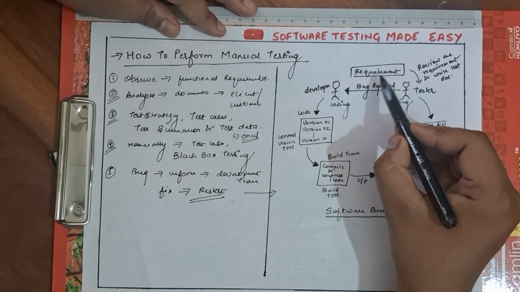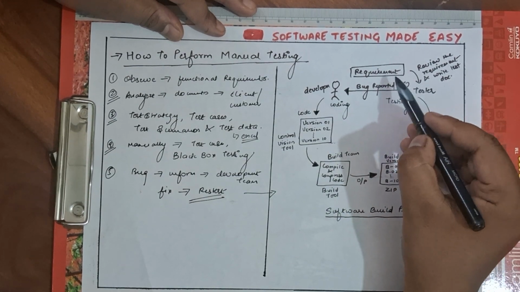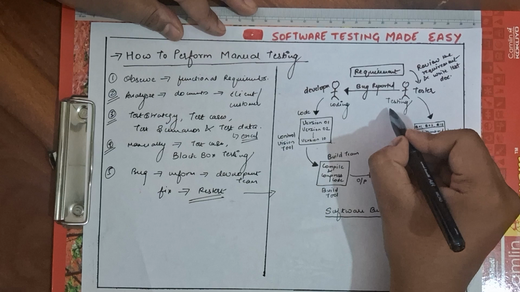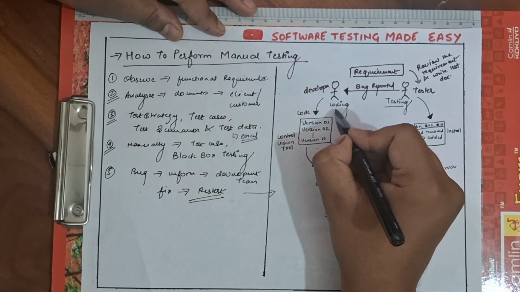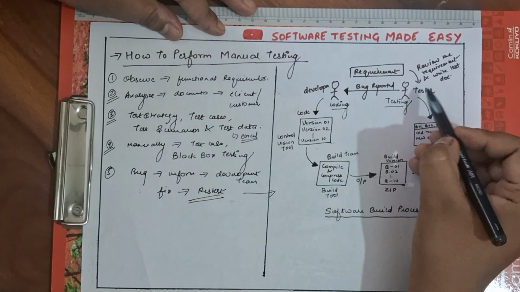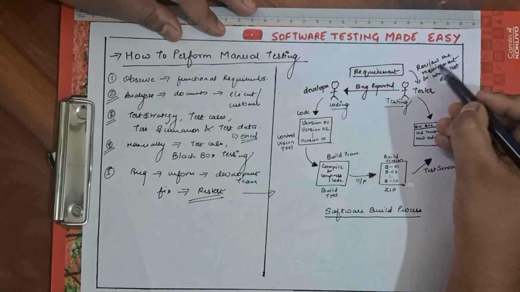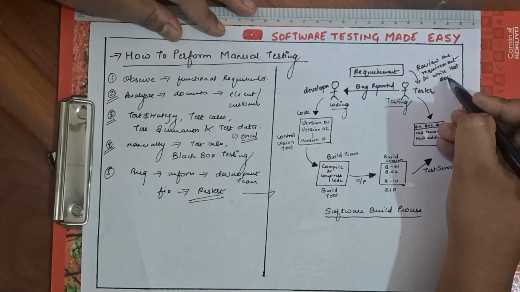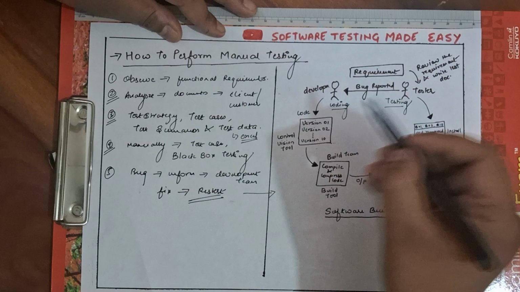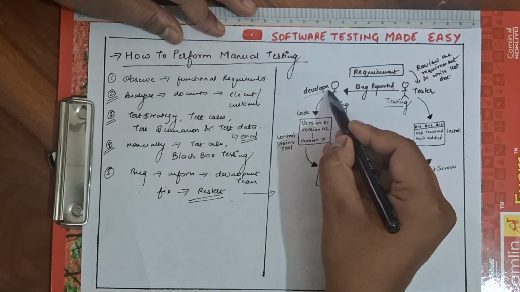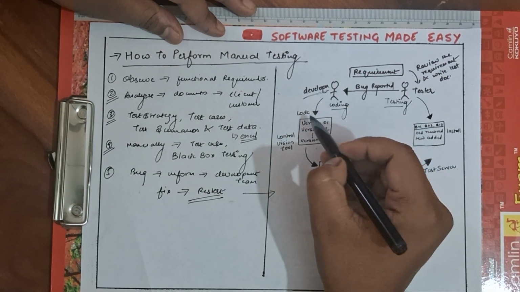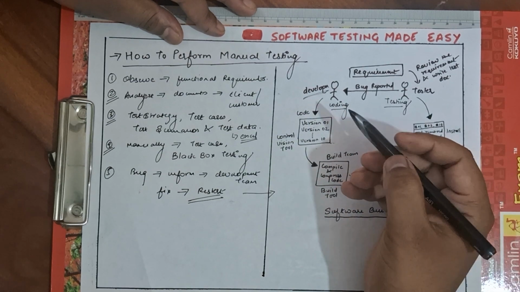Now, related to it, we'll see what a software build process is. Whenever any requirement comes, it is divided among two teams. First is the testing team, and then we have the development team. The tester reviews the requirement and writes the test documents. And on the other side, the developer starts doing the coding.